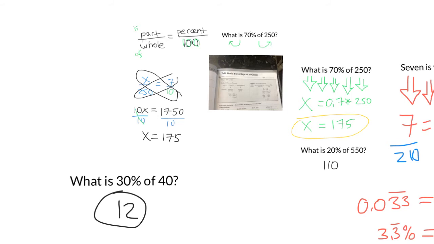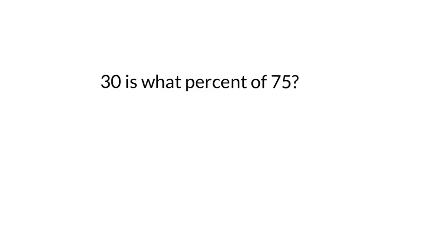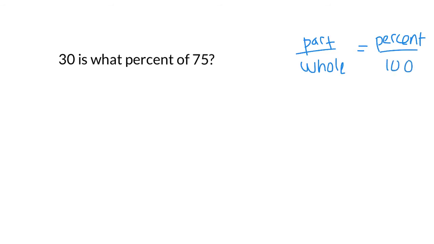You know what? I'm going to erase everything because we don't need all this. It's a big mess at this point. So now the question is the following. 30 is what percent of 75? Now let's keep in mind we are totally using the part over whole equals percent, the actual percent, over 100. Sometimes teachers call that is over of.